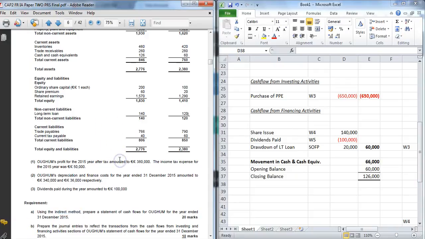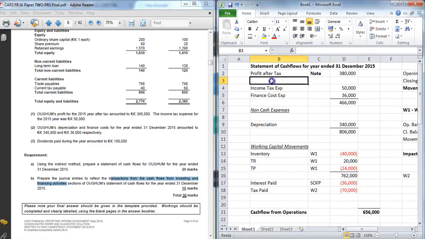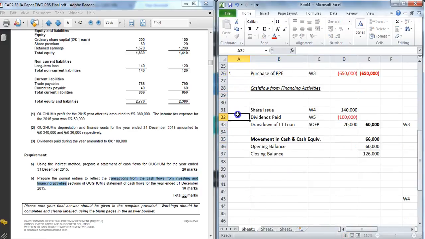So the final element of that question was looking at prepare the journal entries to reflect the transactions from the cash flows from investing and financing activities. So it's important there that you read the question fully, that you weren't asked to do all these journal entries, just the journal entries for these 4 line items. So if we label them 1, 2, 3 and 4, and that's why it can be useful to do the T account if you ask this question like this, because you have a lot of the journal entries already done.